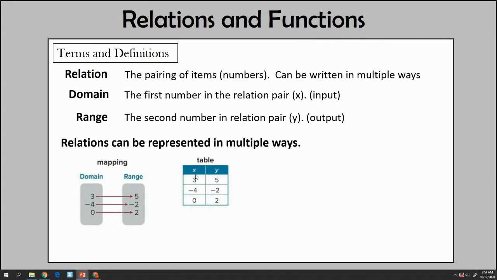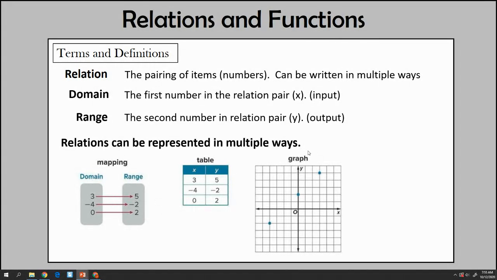Okay, we could do it as a table. X is the input, it's the domain, Y is the output. So 3, 5 would be an ordered pair. -4, -2 would be an ordered pair. 0, 2. Notice it's the same groupings there.